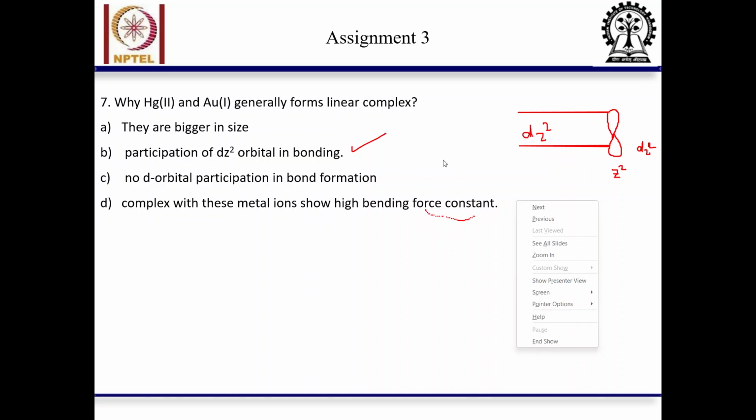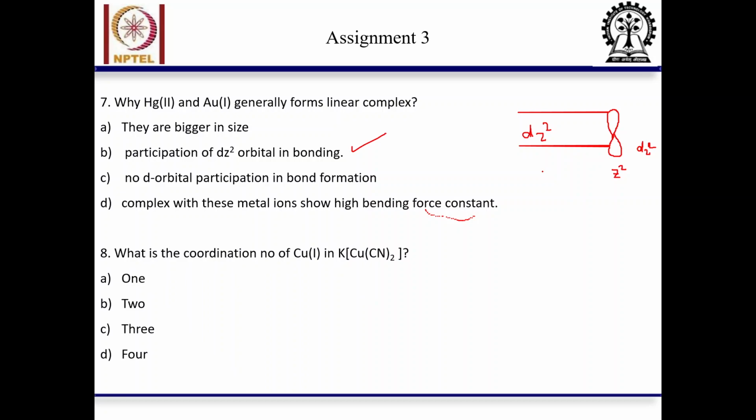Basically, if this is sp hybridization it will be linear, sp2 will be trigonal, and sp3 means coordination number 4, tetrahedral. So this is the participation of the dz square orbital, because of that it is linear. Sd mixture will give two orbitals which will bind along the z direction.